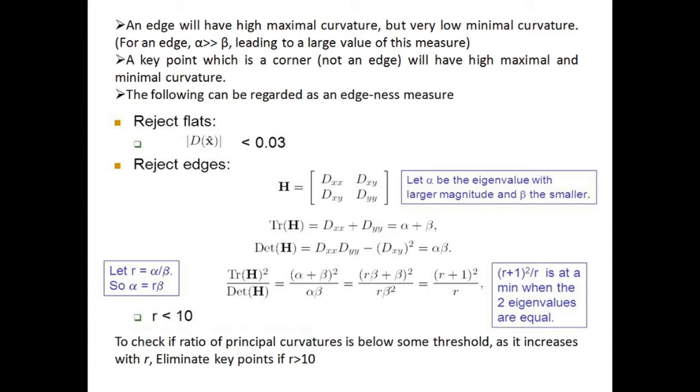To check if the ratio of the principal curvature is below some threshold, note that it increases with r, because if r increases, the ratio is increasing. So eliminate the key points if the ratio is greater than 10. That means if the ratio is greater than some threshold, I can neglect the edge response here. In this way, I can easily filter out the key points which are residing on the edges.